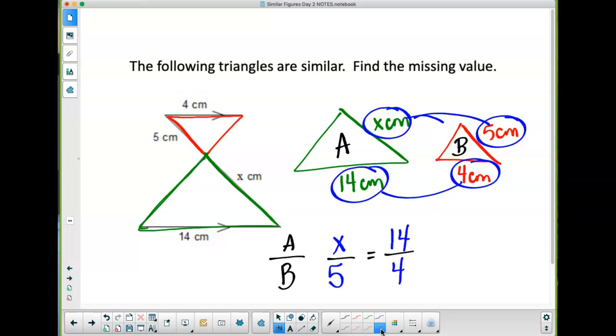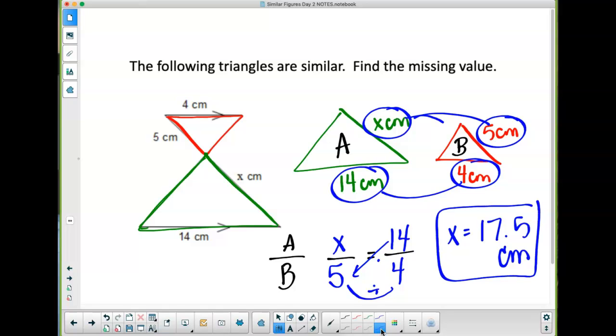Okay, and then we're going to solve it. What do I multiply and what do I divide by? Jada? Multiply the 14 times 5 and divide it. 14 times 5 divided by 4, and we get X equals 17.5 centimeters as our answer.